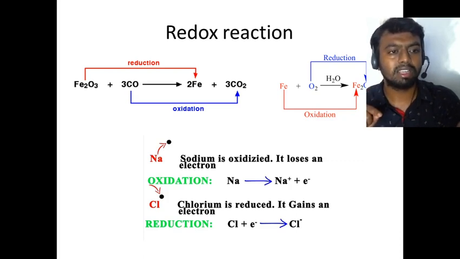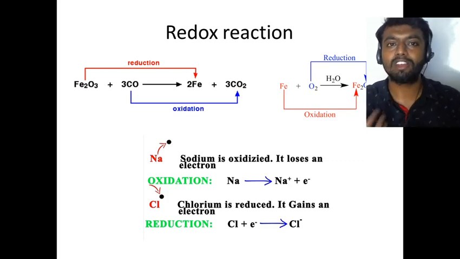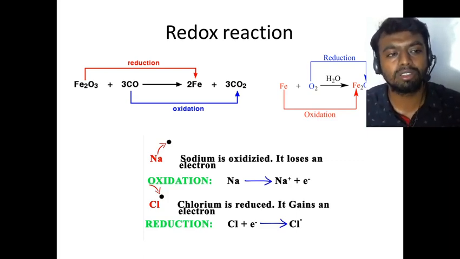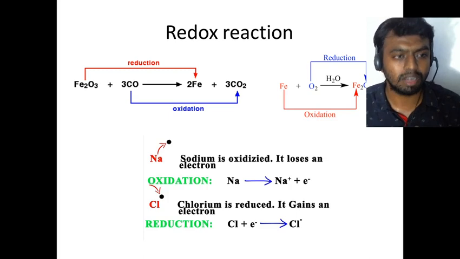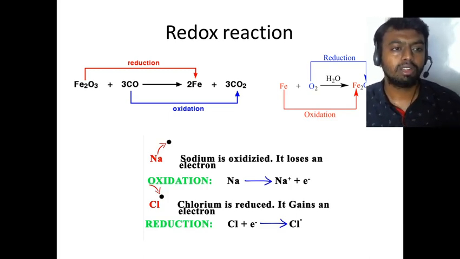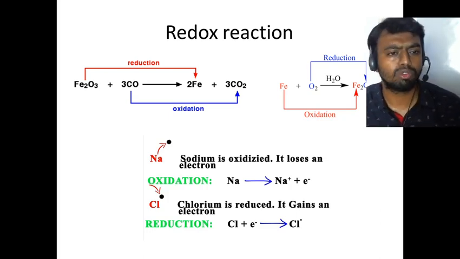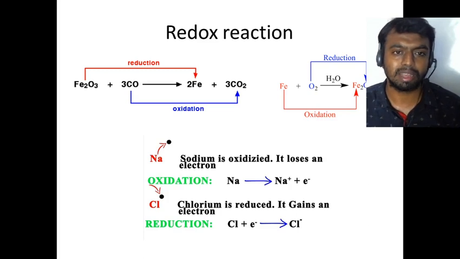But in the second case, that is carbon monoxide is becoming carbon dioxide. That means it is gaining oxygen. So gaining oxygen is oxidation, losing oxygen is reduction. And both are happening in the same reaction. So we call that reaction as a redox reaction. So the second example also almost similar. You can just go through the second example.